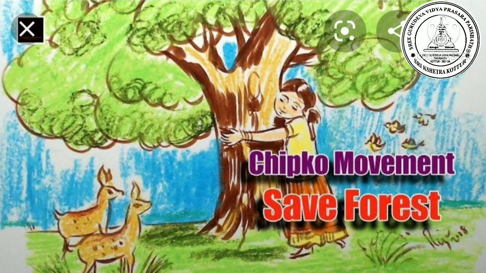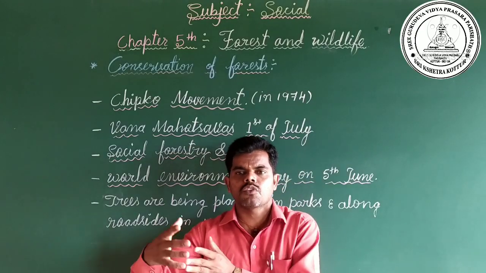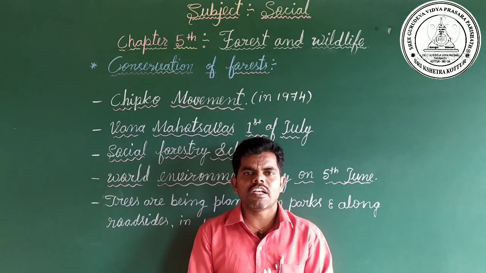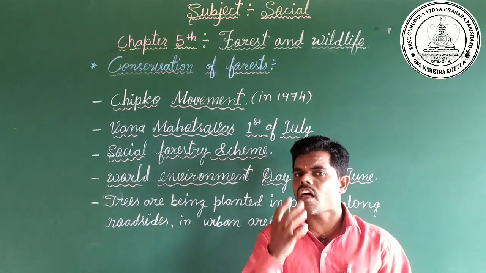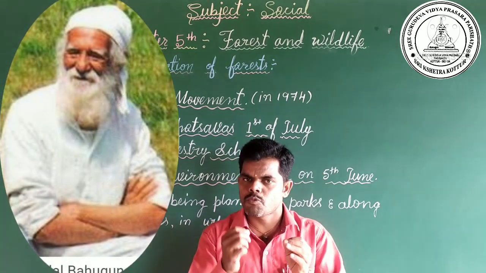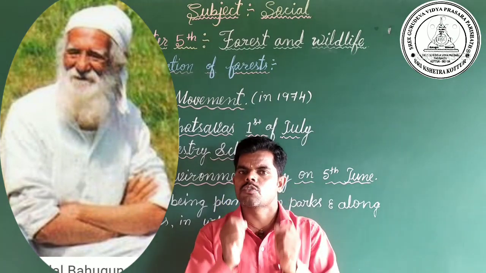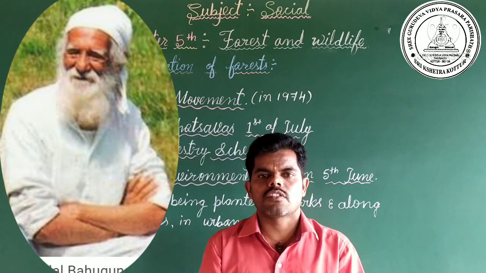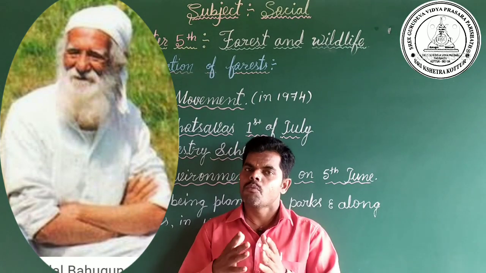Listen carefully, dear children. The villagers, especially in the hilly state of Uttaranchal, started a novel method of preventing deforestation. They prevented the cutting down of trees by putting their arms around them. They refused to cut the trees and refused to move. This movement was led by Sundarlal Bahuguna. So it was known as the Chipko movement.